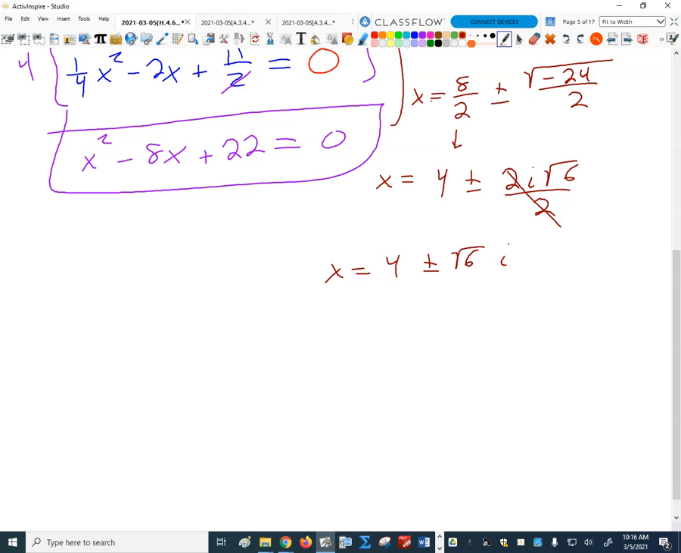So look at that. I get 2 results, 4 plus the square root of 6 times i and 4 minus the square root of 6 times i. So the real part is 4. The imaginary part is either positive or negative square root of 6, right? So we get complex conjugate results. Those are my 2 answers.